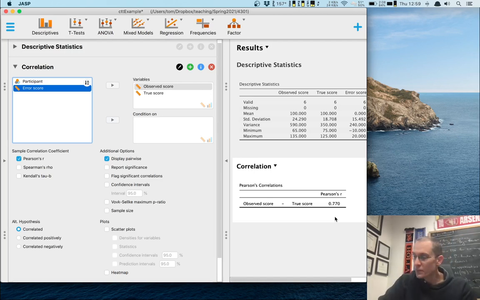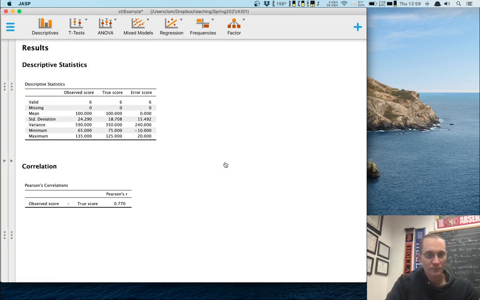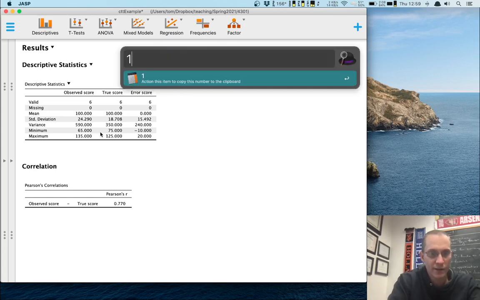So that's pretty awesome. But here's one of the things that I want you to notice. There's another way to get the 0.770. What is it? Well, let me hide this stuff real quick, and I want to just try something. If you take the standard deviation of the true scores, which is 18.708, and you divide by the standard deviation of the observed scores, 24.290, let's try that. I'll pop a calculator up here. 18.708 divided by 24.290. You'll notice that the answer is 0.770. It's the same as that correlation.